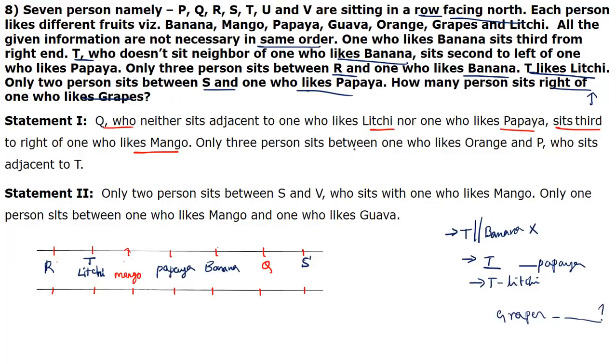The next one is only 3 persons sit between the one who likes orange and P. So P sits adjacent to T. So P will be sitting adjacent to T.